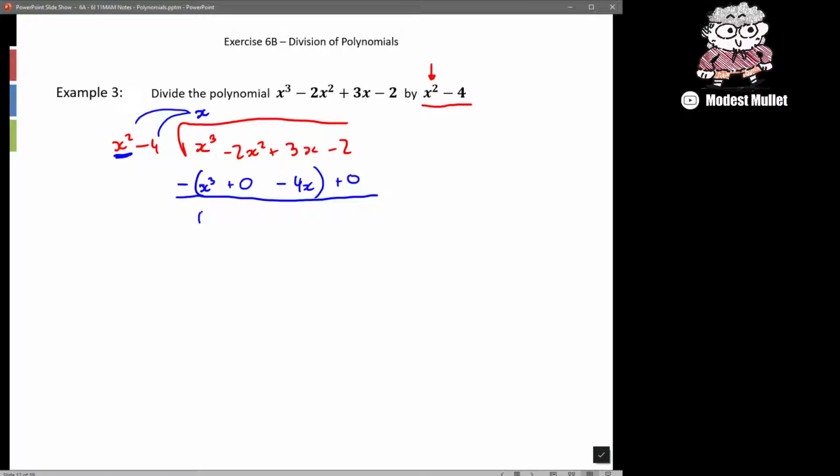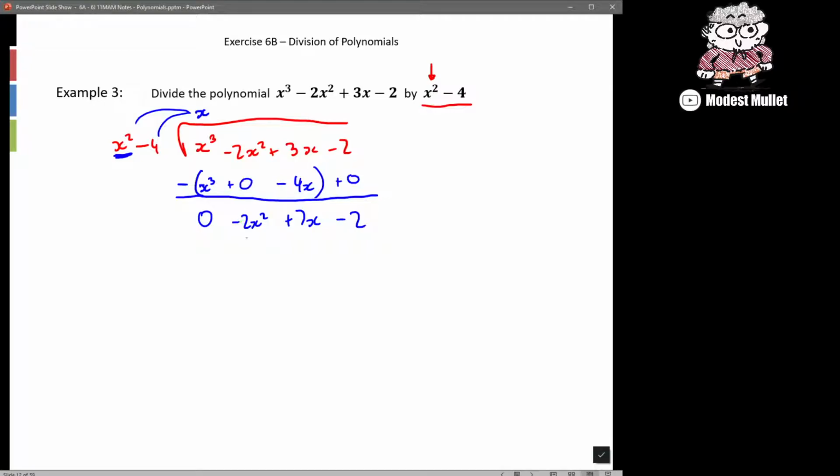So x cubed take away x cubed is 0. Negative 2x squared take away the 0 just stays the negative 2x squared. 3x take away negative 4x. So taking away a negative is like adding, so that turns into plus 7x. Negative 2 take away 0 is just negative 2. I've done that. Now I'm going to repeat the whole process again.